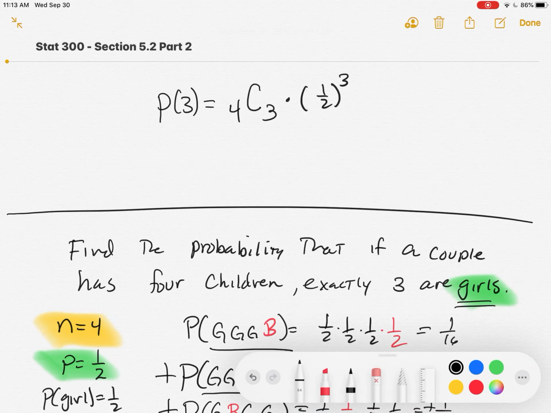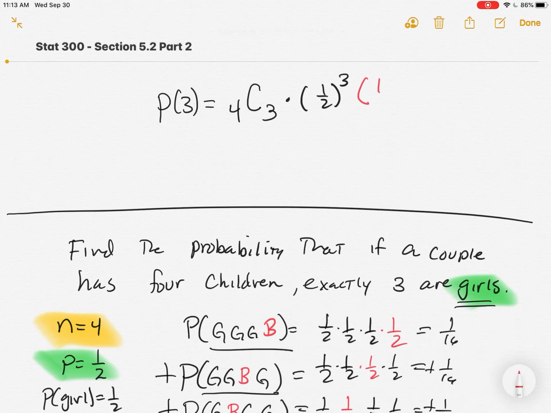That means there's some extra stuff. What's the probability of getting a boy or not a girl? 1/2. And how many times do you need that to happen? I need it to happen actually 1 time. If I'm having 4 children and I need 3 to be a girl, I need 1 not to be a girl. And that's what that thing represents.